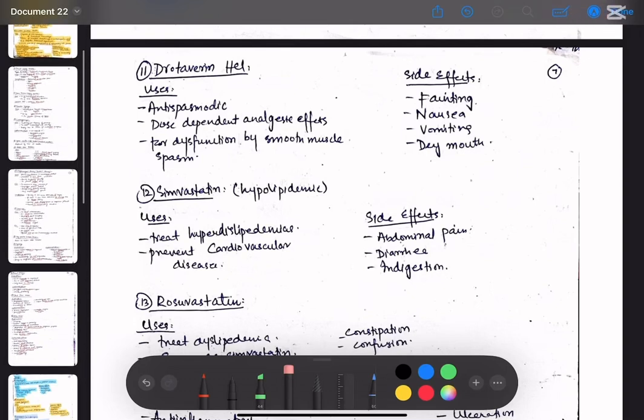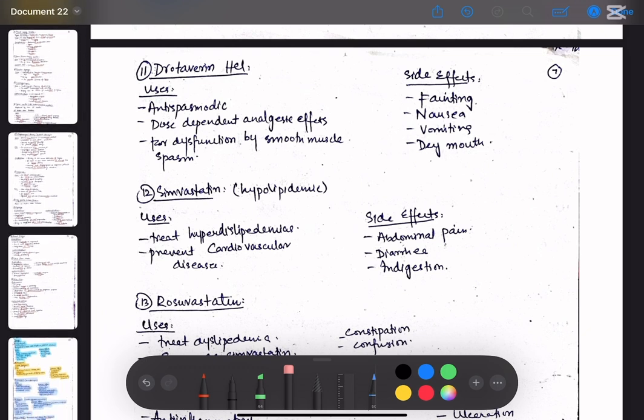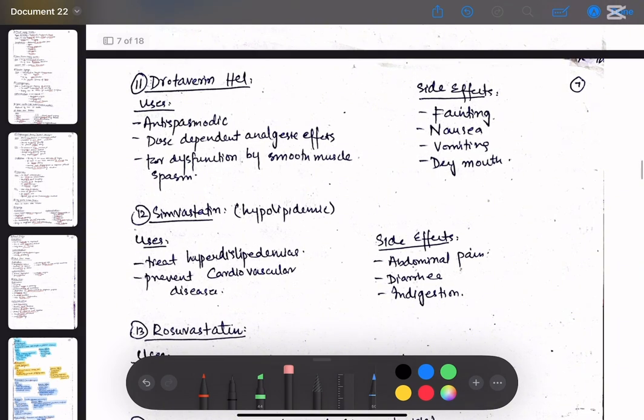Okay, so now coming towards the next part of drugs that are important for the medicine talks. The most common drugs. We have discussed the 10 drugs. Now we will discuss the left out 12 drugs. This is Drotaverine HCl.